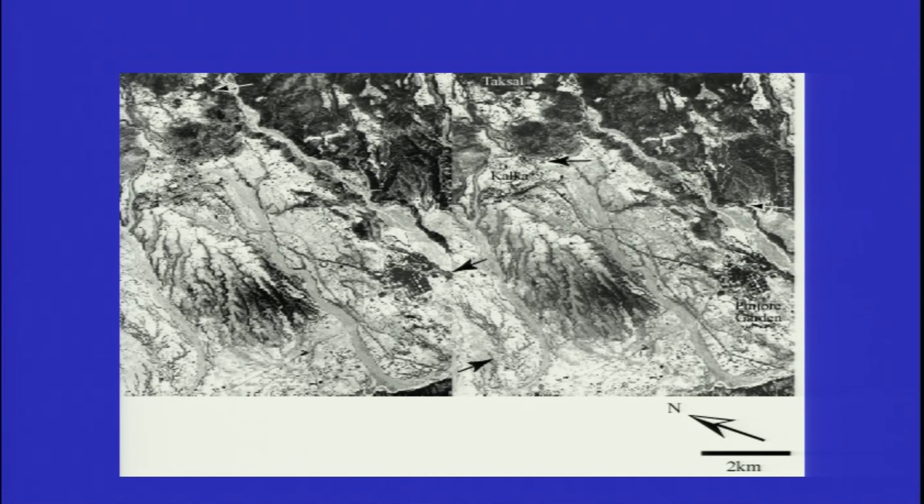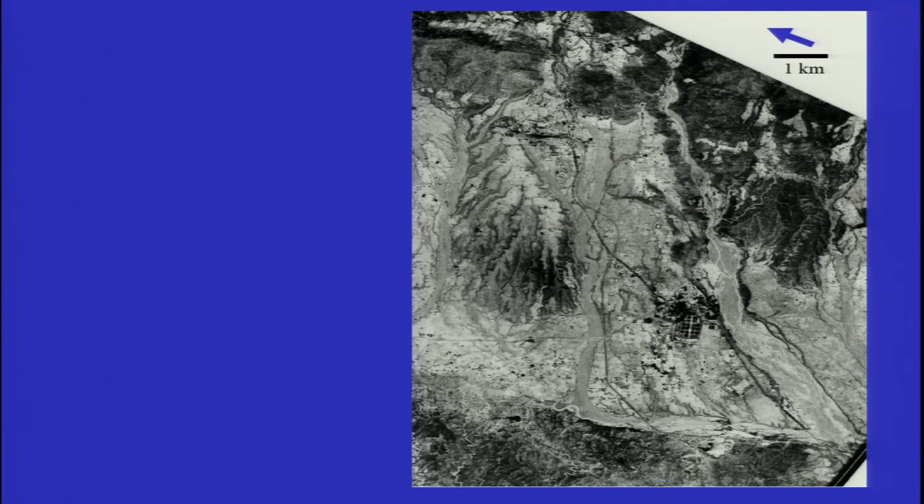This is another one, a photograph of the Pinjor region, which shows the locations of the active fault here. This is one here which has been seen on this side also, but again all these are stereo photographs. With the help of that, we were able to pick up several features. Likewise, here one is this one, another one goes here.